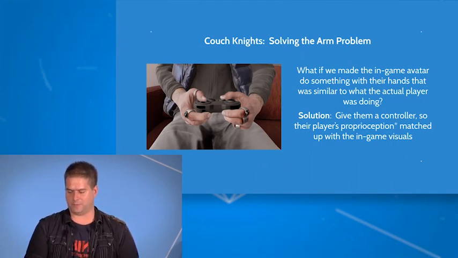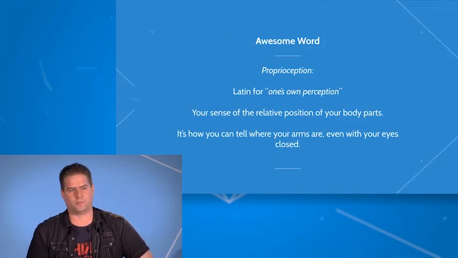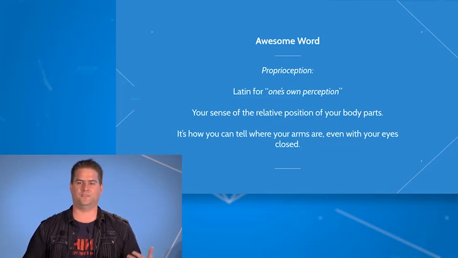And that let the player's proprioception match up with the in-game visuals. Awesome word alert: proprioception is basically your sense of where your body is, even without the visual field. So if you close your eyes, you can still tell where your arms are and touch them together. It's that internal sense. And we found it's very important to make that at least mostly match up with the visuals in the game. So having them hold the controller was the key to that.